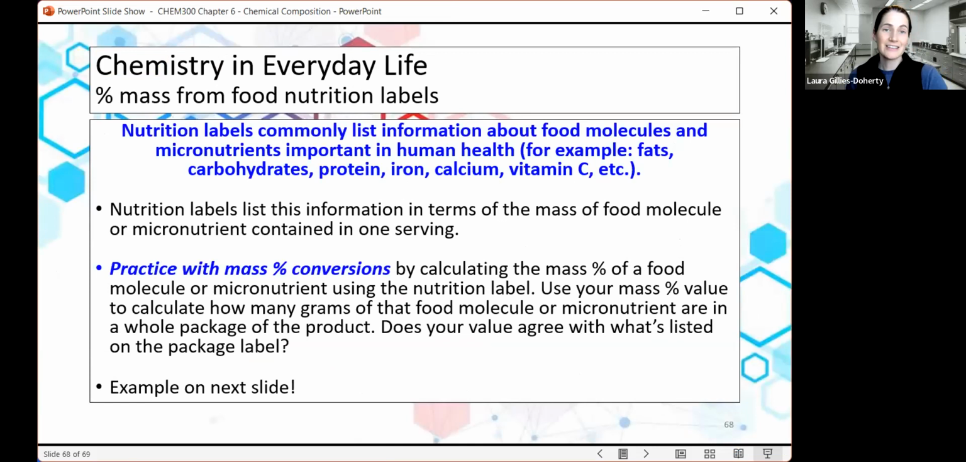Okay, so that is the end of chapter 6. We learned about what a mole is using Avogadro's number and molar mass as conversion factors. We learned also about using chemical formulas as conversion factors. Then we learned about percent composition, how to calculate percent composition for a compound based on mass data, doing elemental analysis, as well as how to calculate percent composition based on the chemical formula. Once you have percent composition data, you can use that to calculate the empirical formula for a compound.